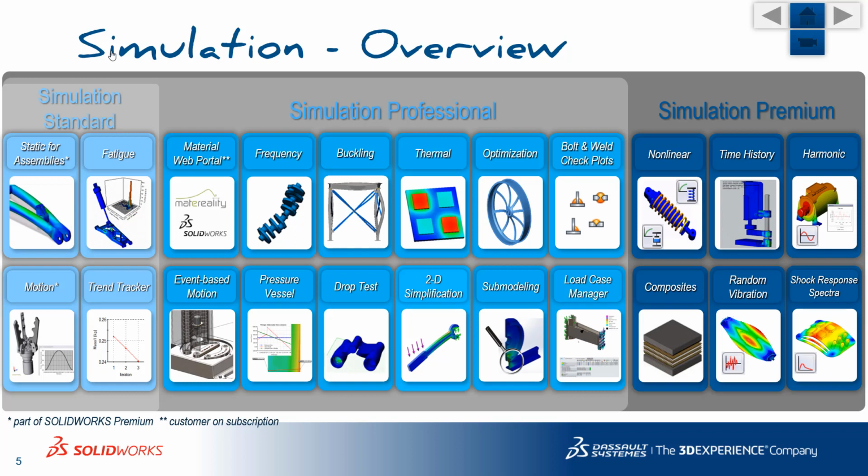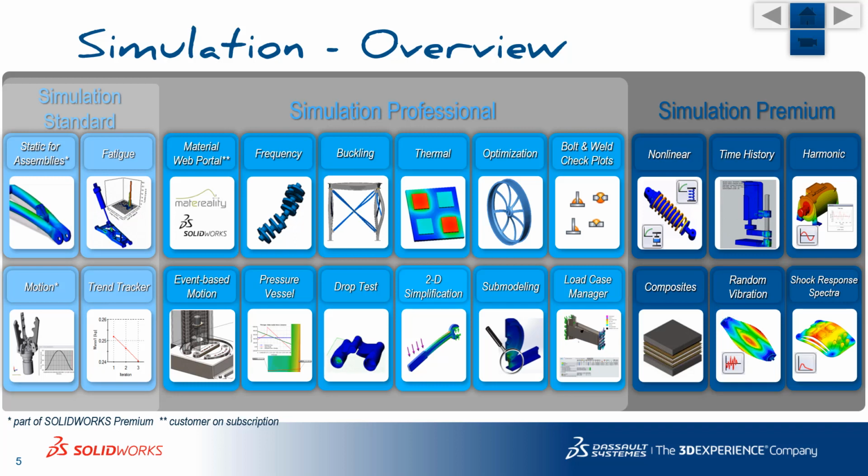And then you can also do things like drop tests, dropping it from a certain height or at a certain speed. And then you have pressure vessel using the ASME code to understand if you're designing pressure vessels. Event-based motion, now that takes your motion analysis and then adds things like proximity sensors, if-then statements, things like that. And then we get to the last 3, which are simplification and time-saving tools.